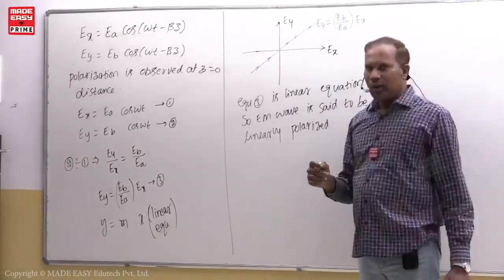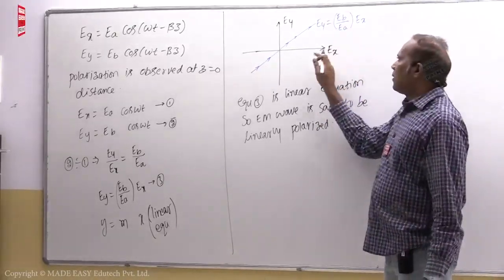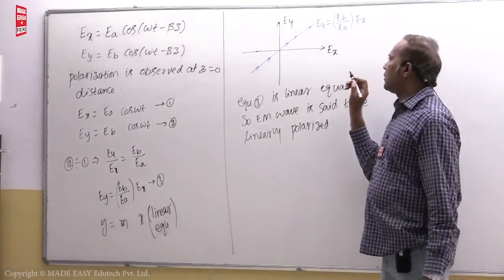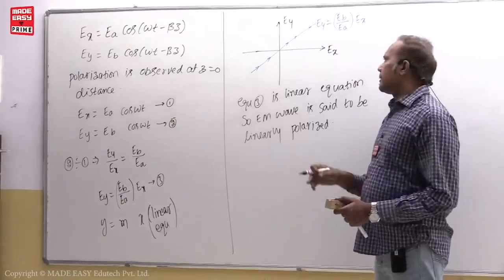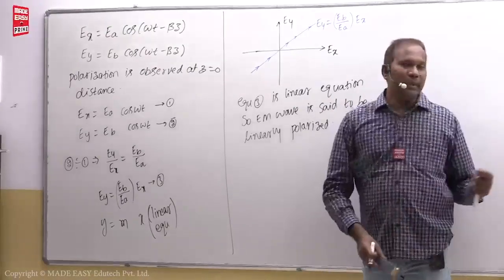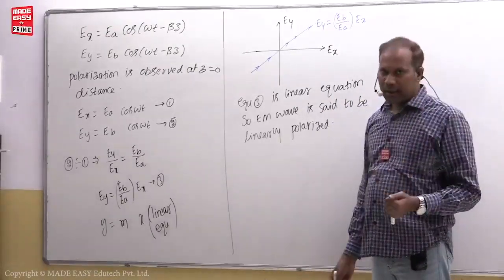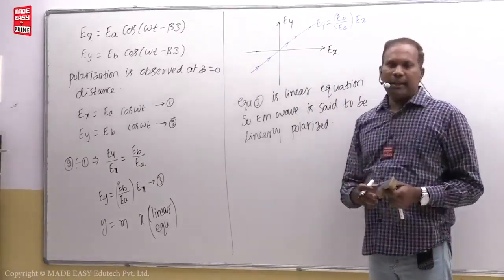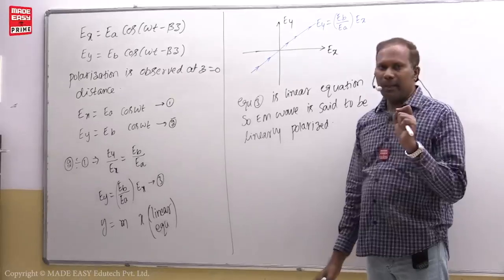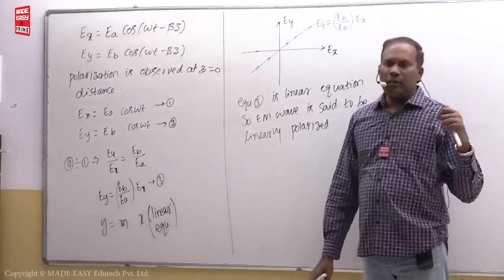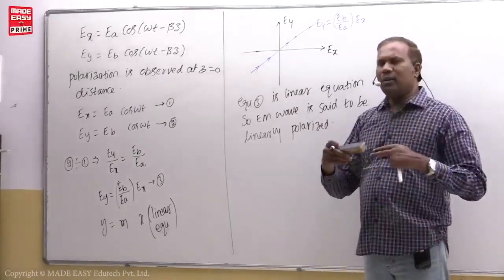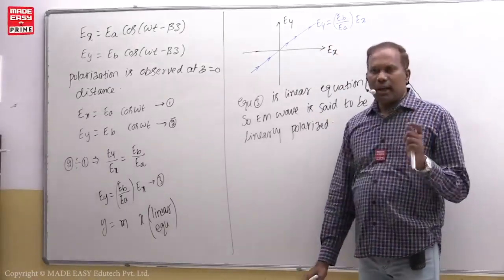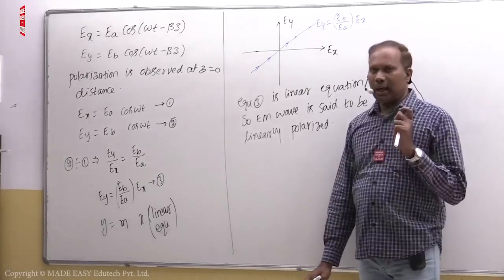What is case 1? You know, if slope becomes 0, then only the electric field x component will be present, dear students. That is case 1. That means case 1 is also linear polarization. If slope becomes infinity, that is parallel to y, that means only the electric field y component will be there. That is case 2. Some finite value slope is there, that is also linear. So case 1, case 2, case 3 all are linear.